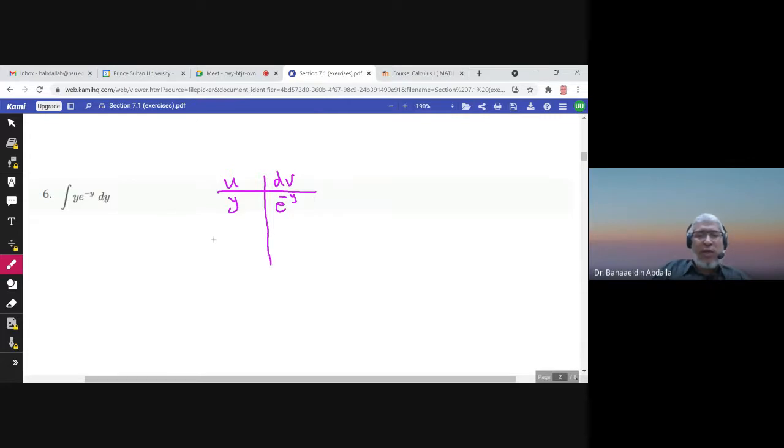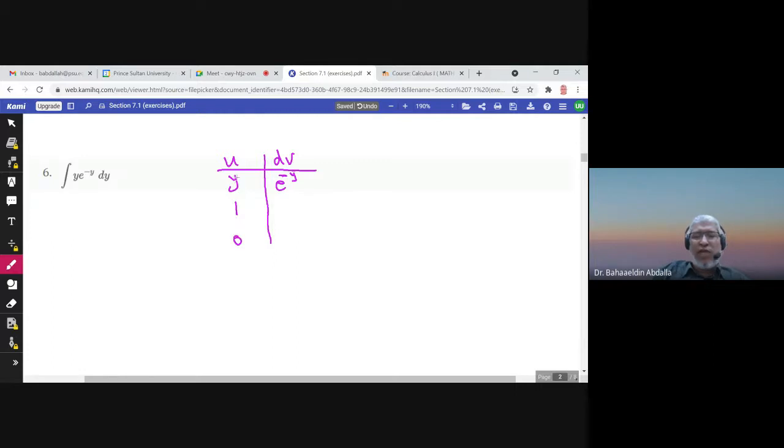Okay, so why do we choose y? Because y is algebraic, and it comes before exponential in LIATE. The last thing is the exponential. Now u is y. What do we do with y? We find its derivative. So what's the derivative of y? It's 1. Derivative of 1 is 0.